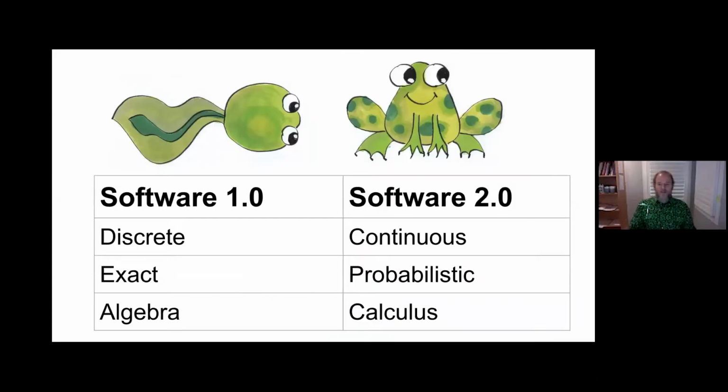All right, so here's where we are. Software 1.0, that's what we're all used to. It's discrete, we are computing exact results, and it's all based on algebra, the algebra of programming, or whatever you want to call it. Now, if we're moving to this new world of software 2.0, we are changing from discrete to continuous. We're changing from exact to probabilistic, and we're changing from algebra to calculus.